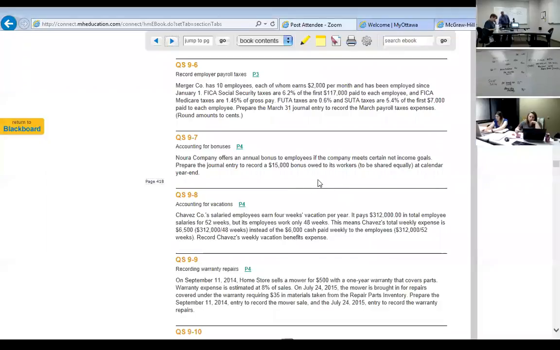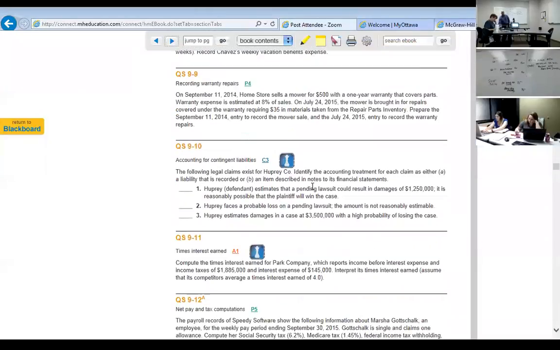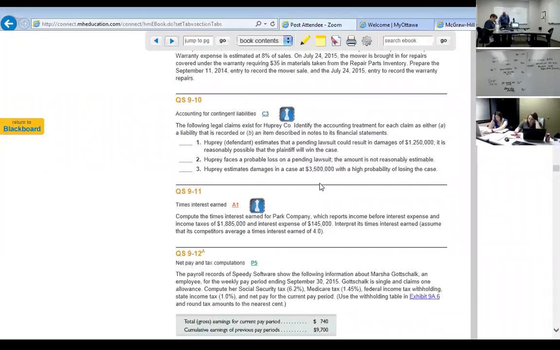Okay, so we have warranty repairs. How about times earned ratio? Let's do one of those, please. Times earned ratio is problem 911. Load it up.